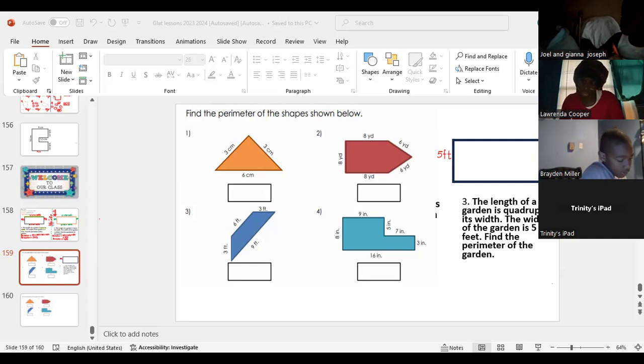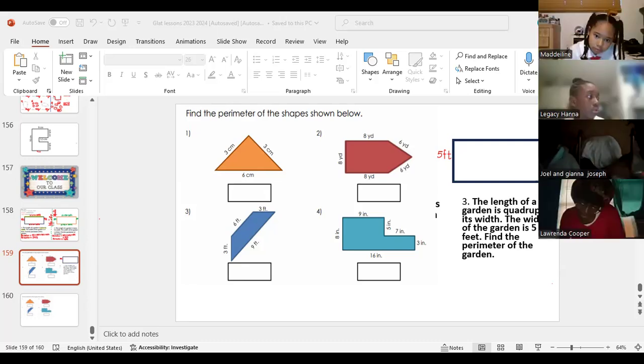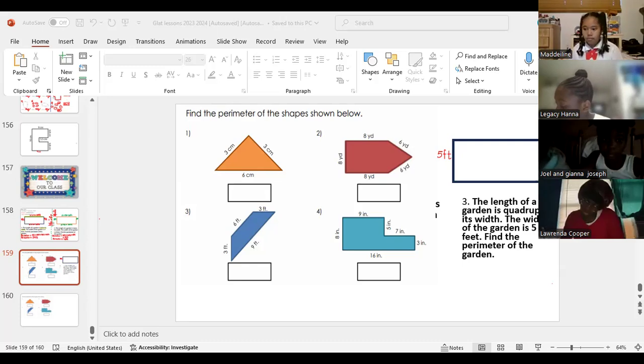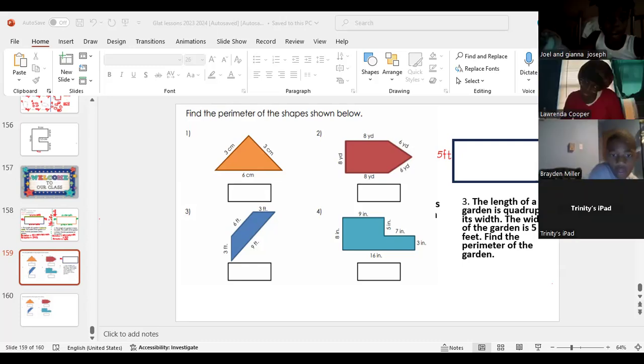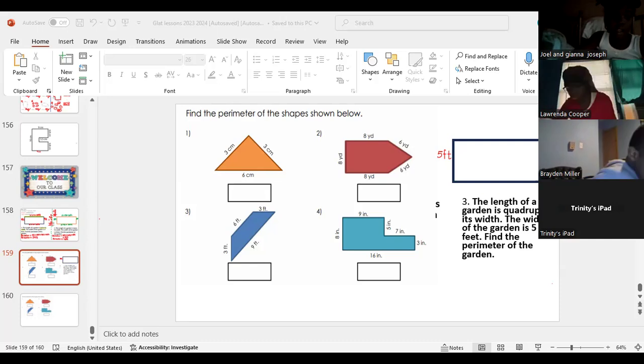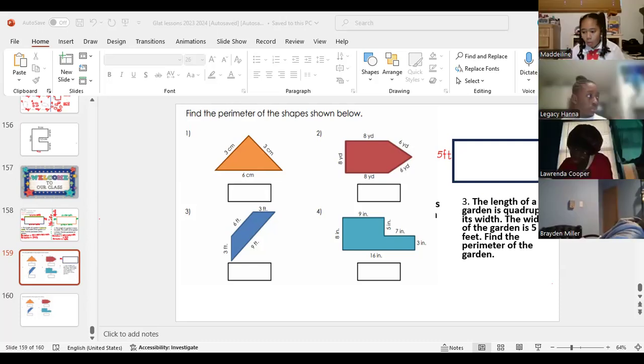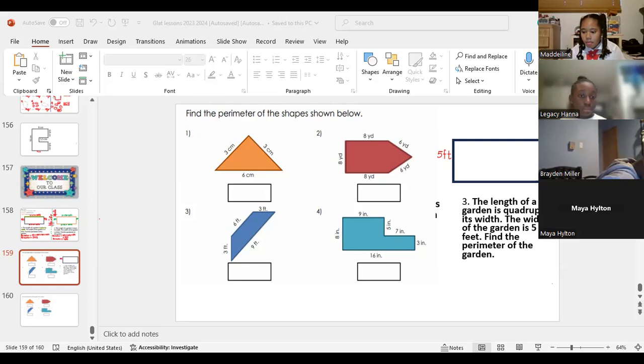All right, I saw your work, Adaya. Trinity, I can't see you. Please turn your camera on. Joel and Gianna, what number y'all on? I'm on number 2 on the second one. Same. Number 2 on the second one. All right. Legacy, you understand what you're doing? Yes, sir. I'm on number 4.